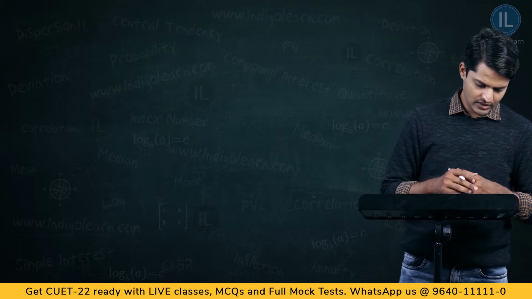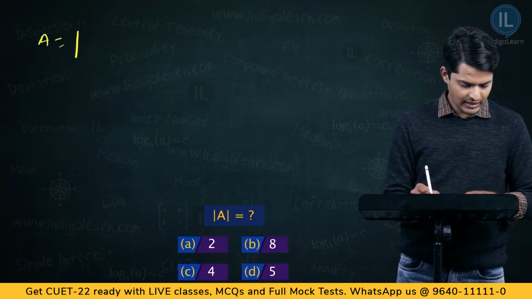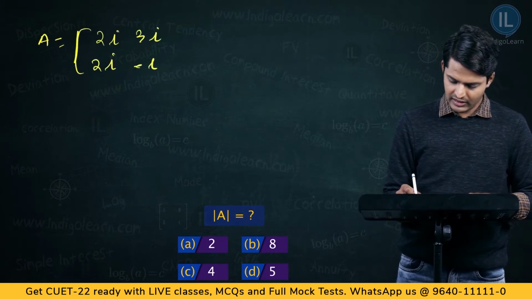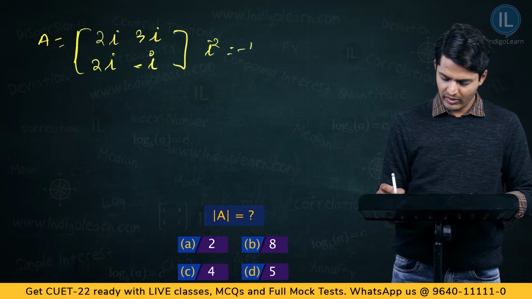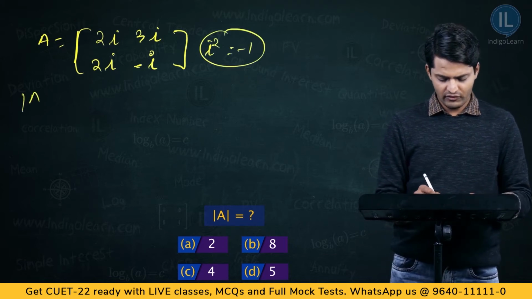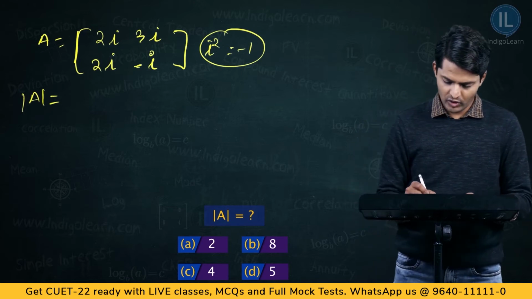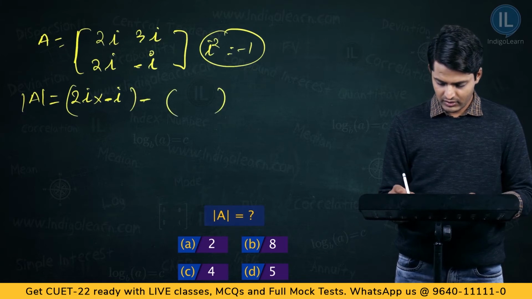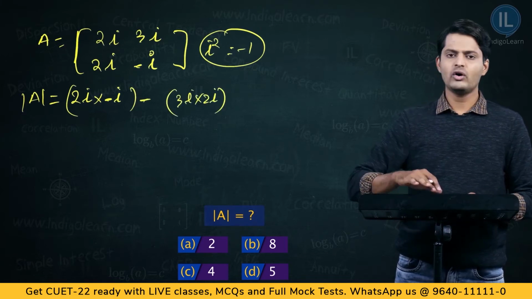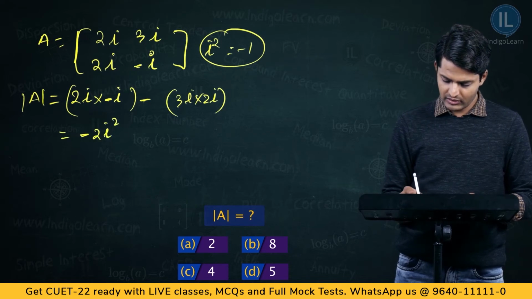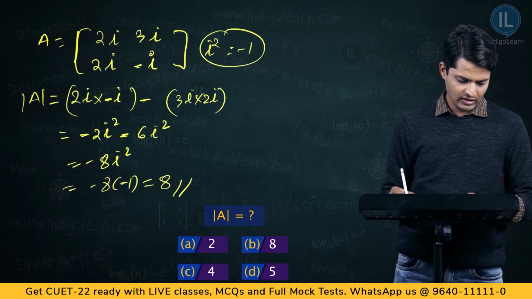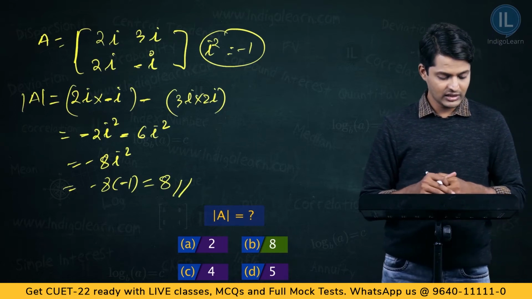Now, coming to your 10th question, if the matrix A is given by 2i, 3i, 2i, minus i, and it's also given i square is equal to minus 1, he is asking you to find the value of mod A, right? What is mod A? 2i into minus i minus 3i into 2i, so minus 2i square minus 6i square, minus 8i square, minus 8 into minus 1. So, the answer is 8, which matches with option B, guys. Okay. So, 10th answer is option B, right.